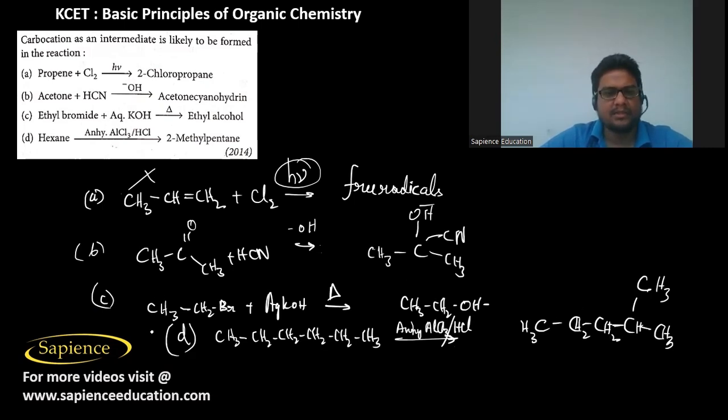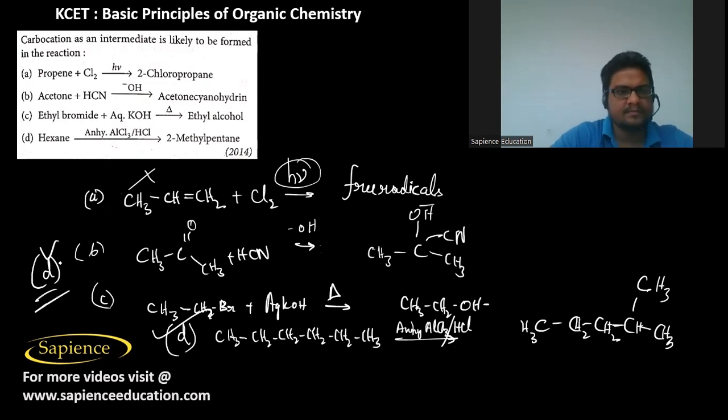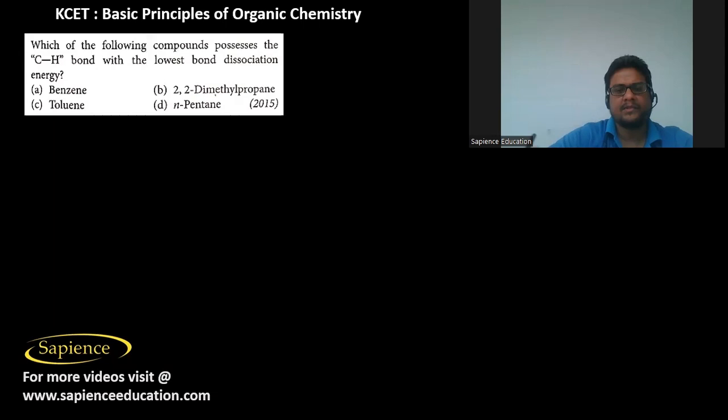So in option D only, carbocation will be formed. Option D is the correct answer. Then, which of the following compounds possesses the CH bond with the lowest bond dissociation energy?